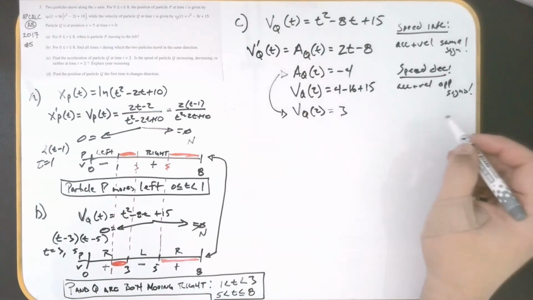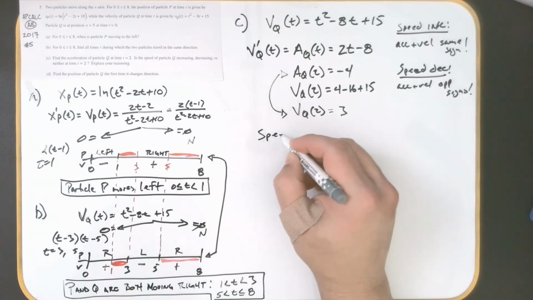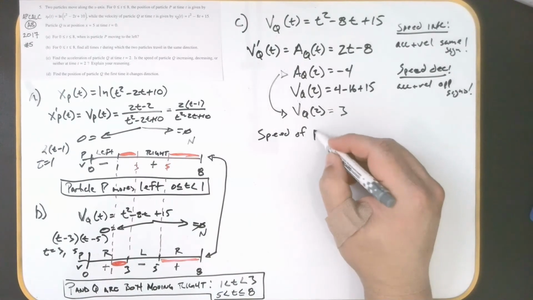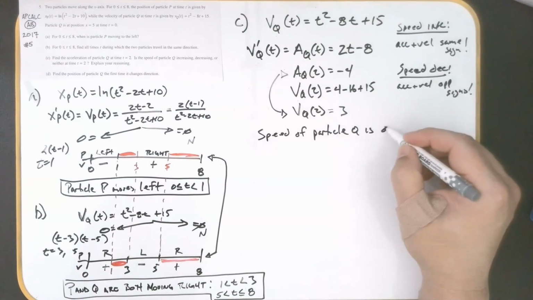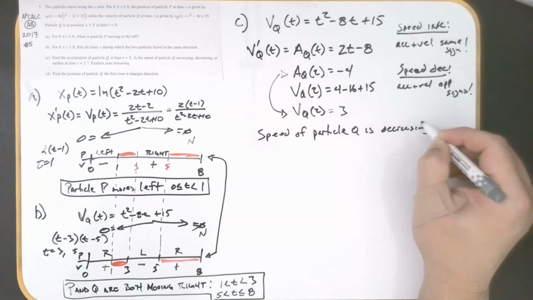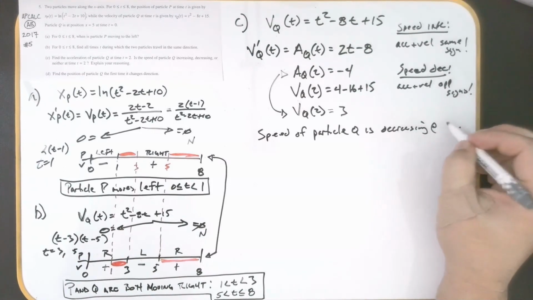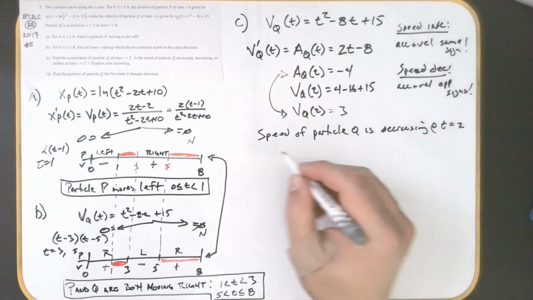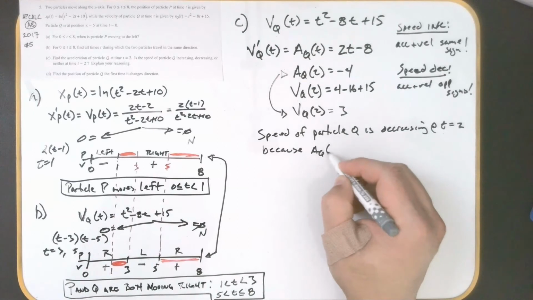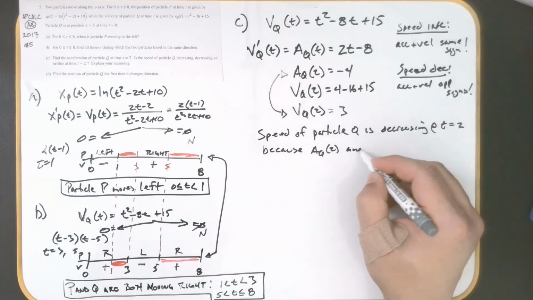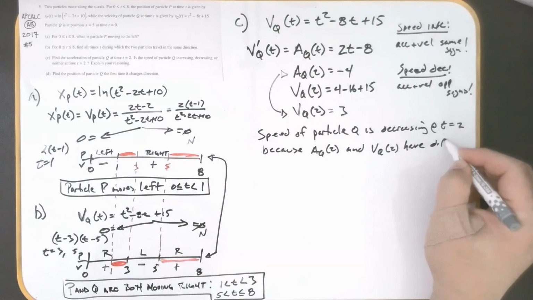All right, and so then for our conclusion, we could say the speed of particle Q is decreasing at time t equals 2, because the acceleration of Q at 2 and the velocity of Q at 2 have opposite signs, or we can say have different signs.